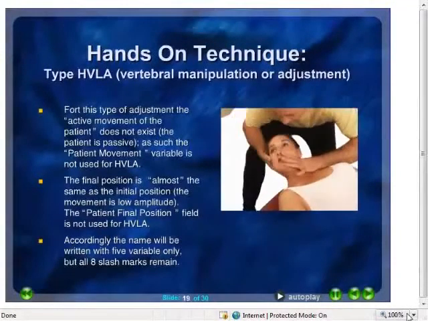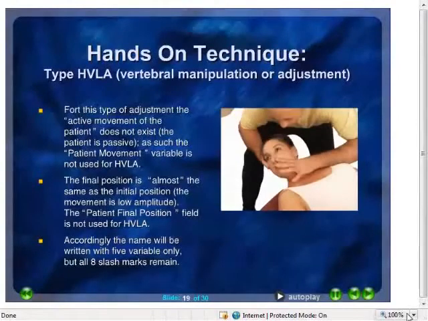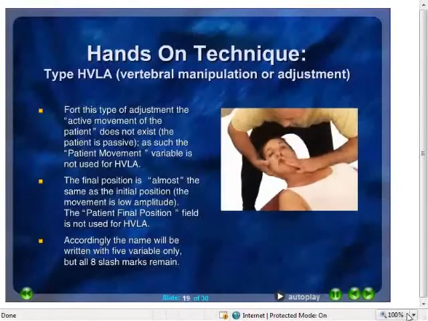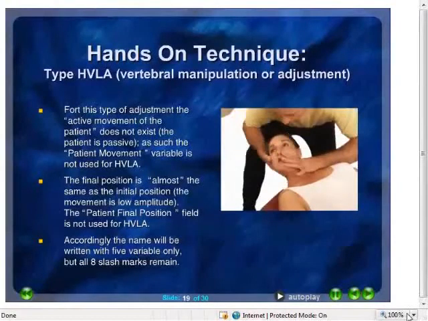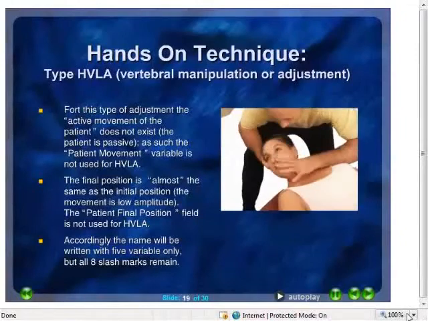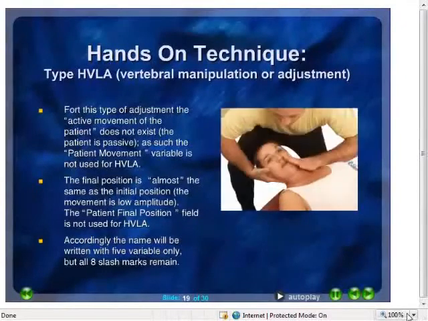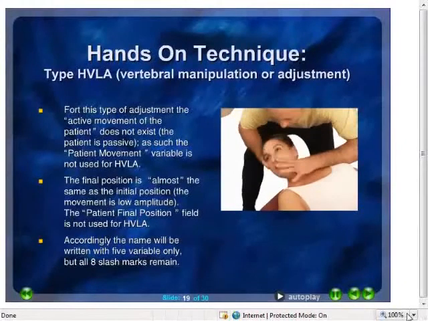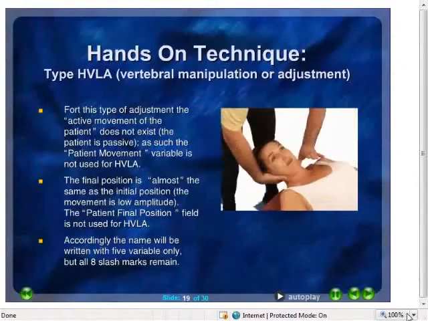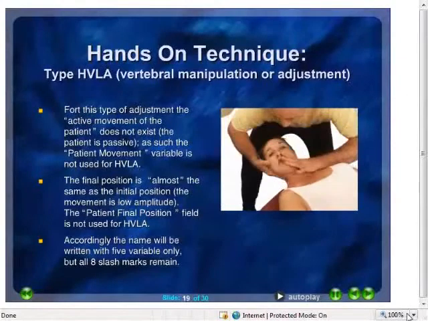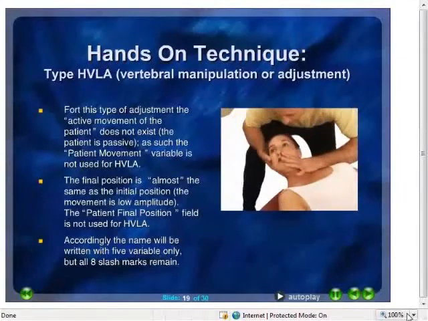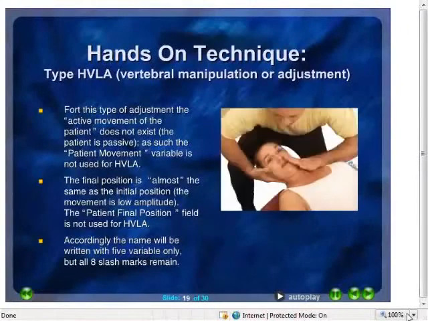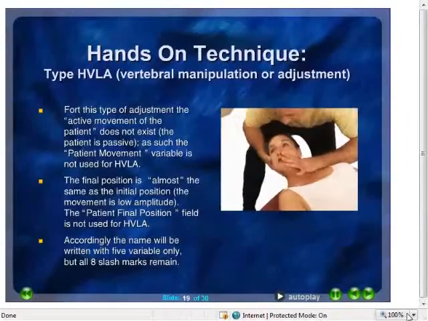Type HVLA for vertebral manipulation or adjustment. For this type of adjustment, the active movement of the patient does not exist. The patient is passive. As such, the patient movement variable is not used for HVLA. The final position is almost the same as the initial position. The movement is low amplitude. The patient final position field is not used for HVLA. Accordingly, the name will be written with 5 variables only, but all 8 slash marks remain.